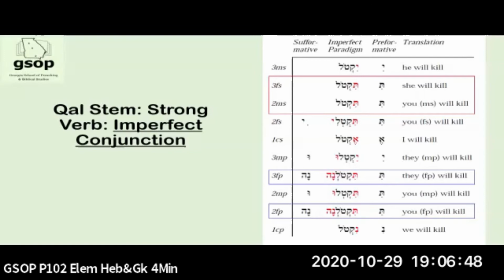And the third feminine plural and the second feminine plural are also exactly the same, and context will tell you how it functions. Normally it's pretty obvious. It's either feminine, second person or third, normally not too hard.